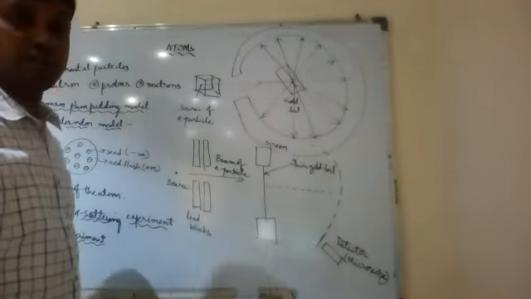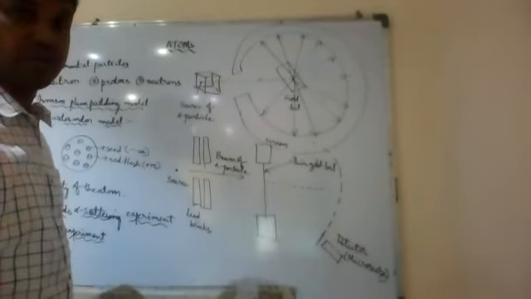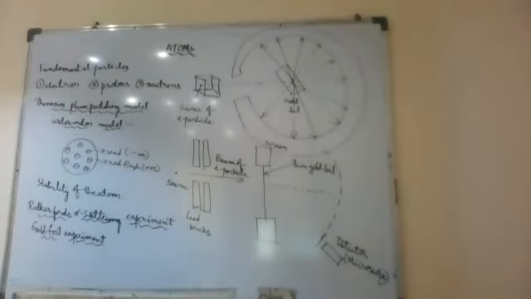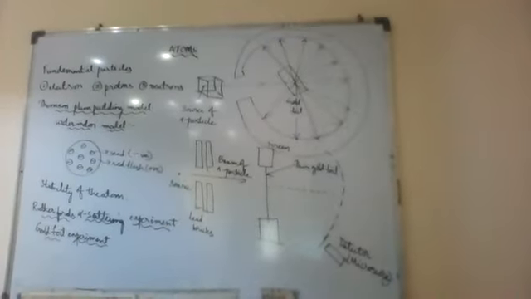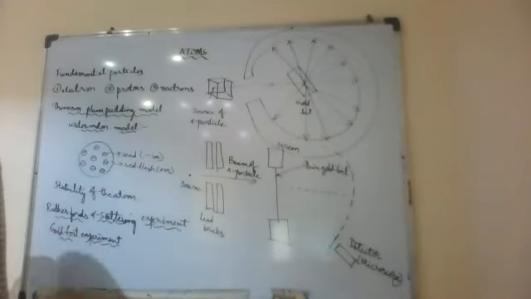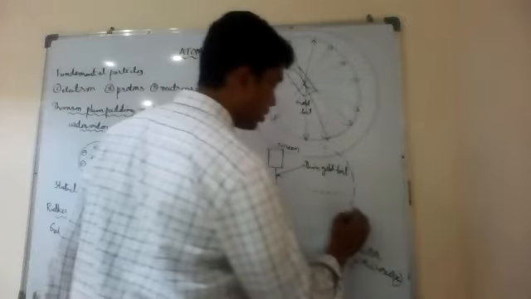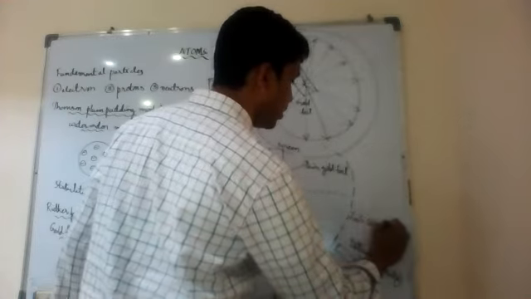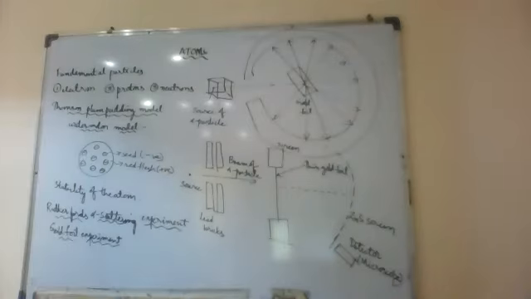Lead bricks are used so that the alpha particles do not go here and there. Now this screen is a zinc sulfide screen or a zinc platinum cyanide screen. The zinc sulfide screen is taken here so that scintillations can be seen.